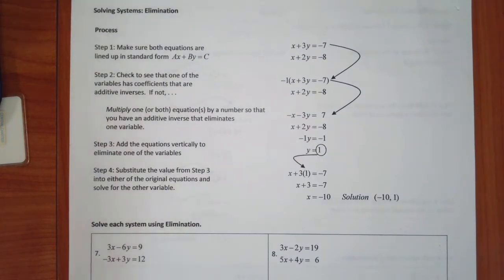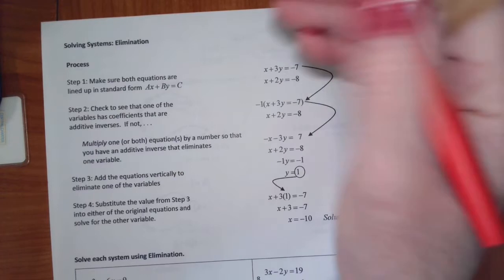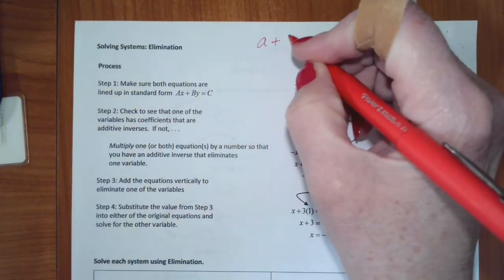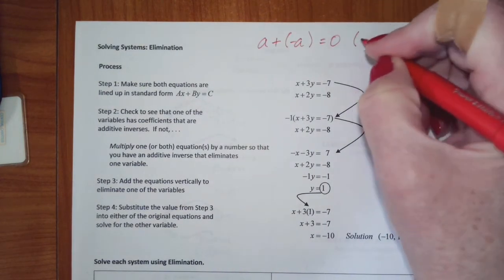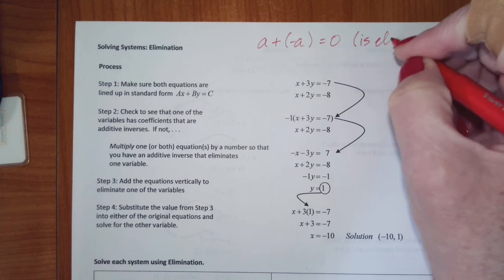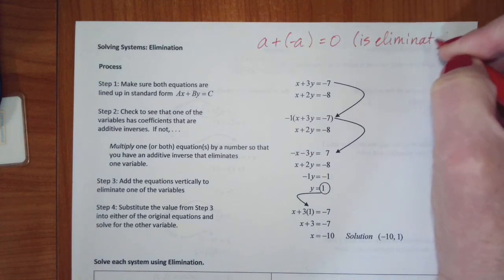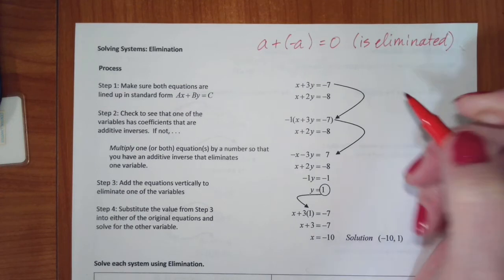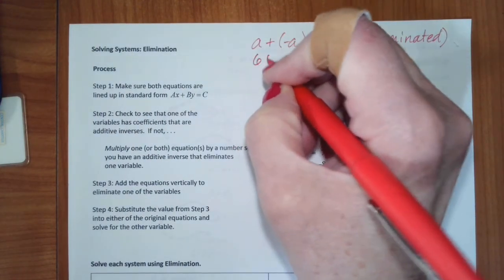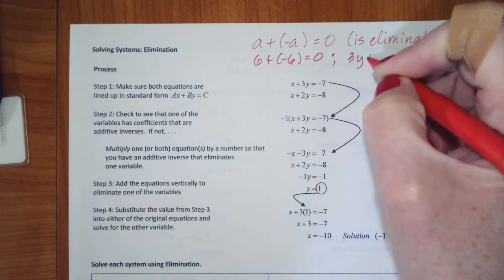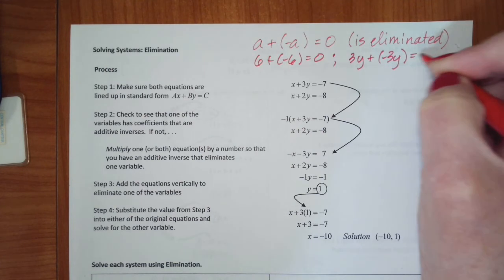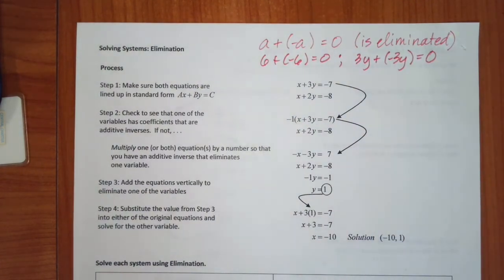Okay, solving by elimination. This one's a little bit more complicated, but one of the rules of math that we need to remember, and we know this already, is that anything plus its opposite is equal to 0. So we can say it is eliminated. If I have 6 plus negative 6, that equals 0. If I have 3y plus negative 3y, that also equals 0. Anything plus its opposite is 0.